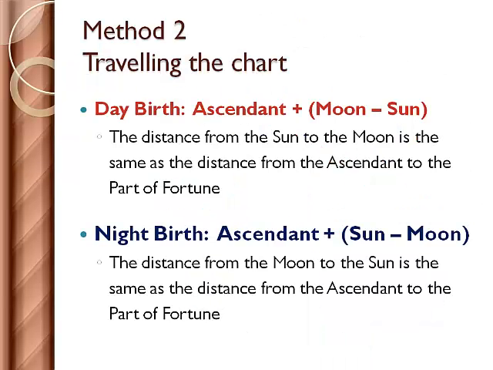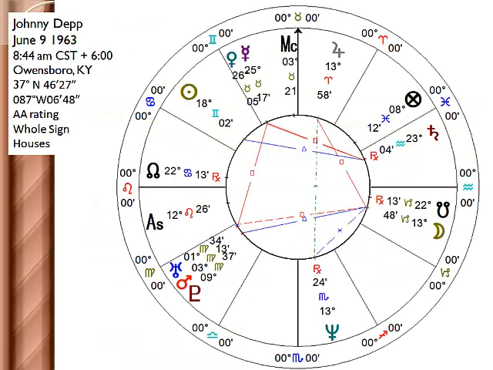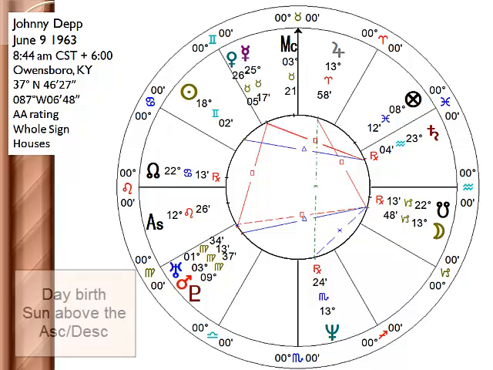There's another method of doing this, and this method is actually really good for eyeballing where the part of fortune might be. In this method, we're taking the distance from the sun to the moon in a daytime birth, then that distance is added to the ascendant. Now, one way to do a traveling by arc is very simple. Count by signs. So this is a daytime birth.